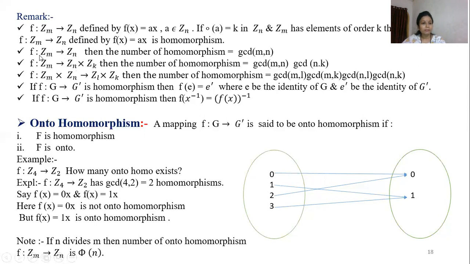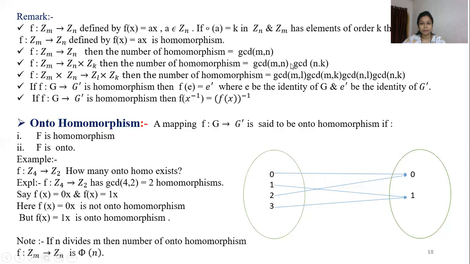Now, how many homomorphisms from Zm to Zn exist? It is GCD of m, n. Simple. Number of homomorphisms from Zm to Zn is GCD of m, n. Similarly here, the number of homomorphisms from Zm to Zn cross Zk is nothing but GCD of m, n into GCD of m, k.